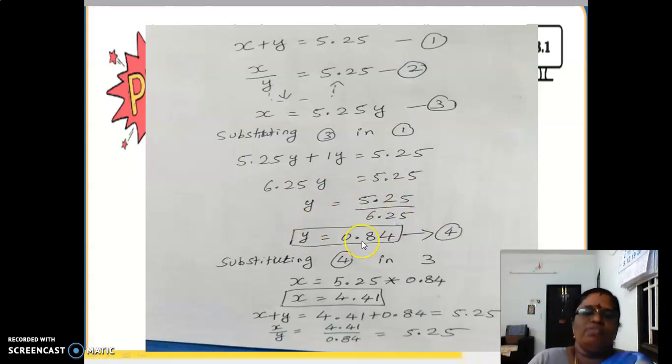So y becomes 0.84. Substituting this 0.84 in the third statement, 5.25 into 0.84, x is equal to 4.41. So x plus y, that is 4.41 plus 0.84, becomes 5.25, and x divided by y, that is 4.41 divided by 0.84, the answer is 5.25. You can also check this answer. So this is the answer for the PEP activity. Got it? So this is the logic behind that.